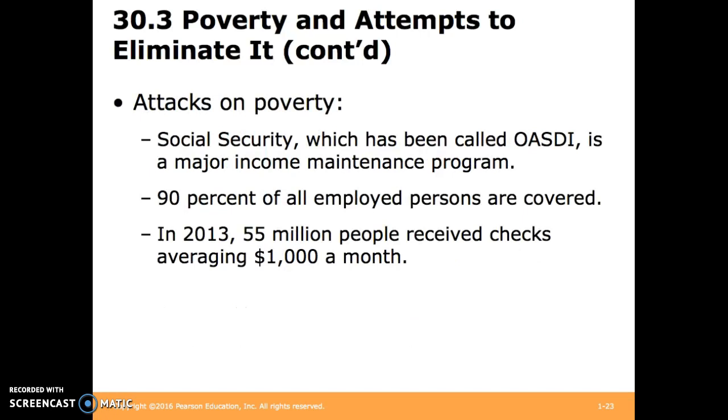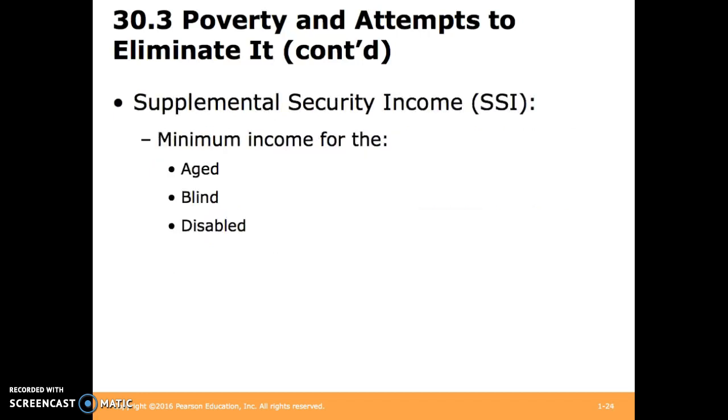Social Security is a major income maintenance program. Roughly 90% of all employed persons are covered. In 2013, 55 million people received checks averaging $1,000 a month. Supplemental Security Income, or SSI, guarantees a minimum income for the aged, blind, or disabled.